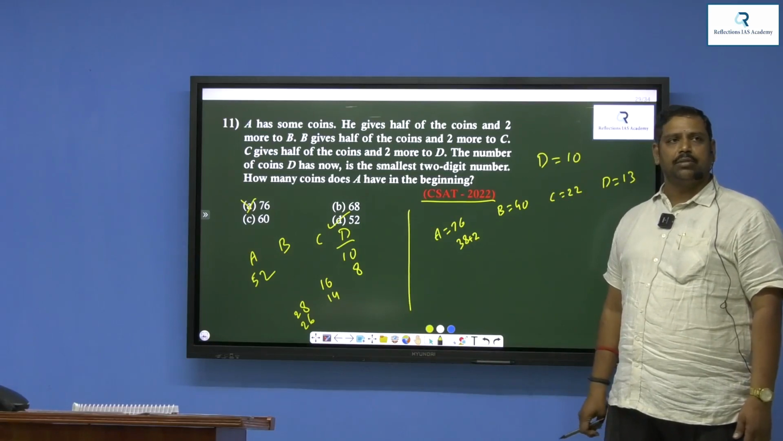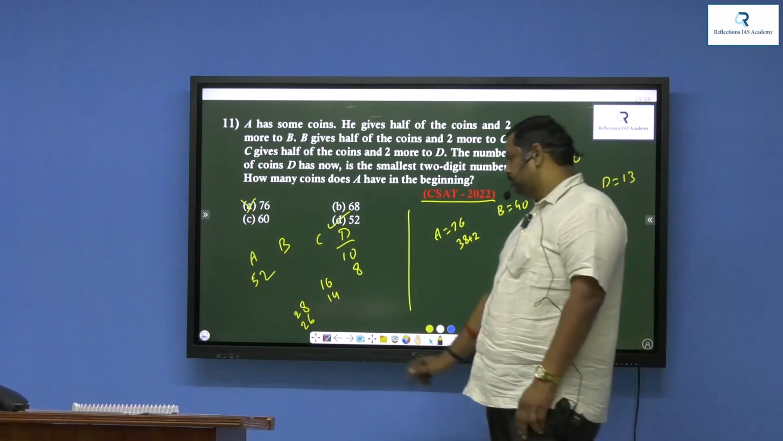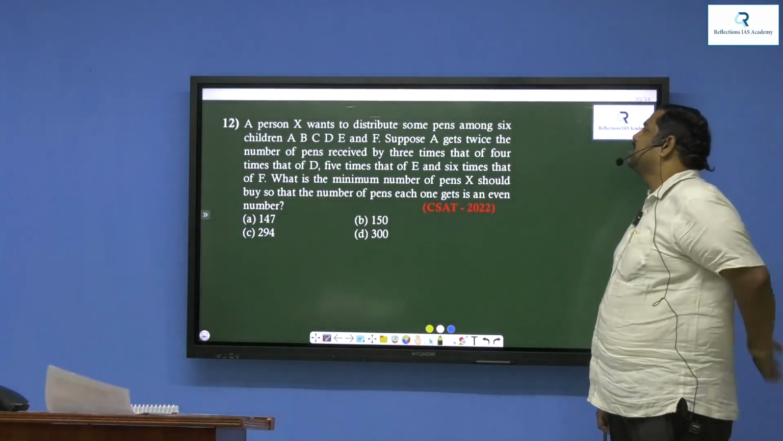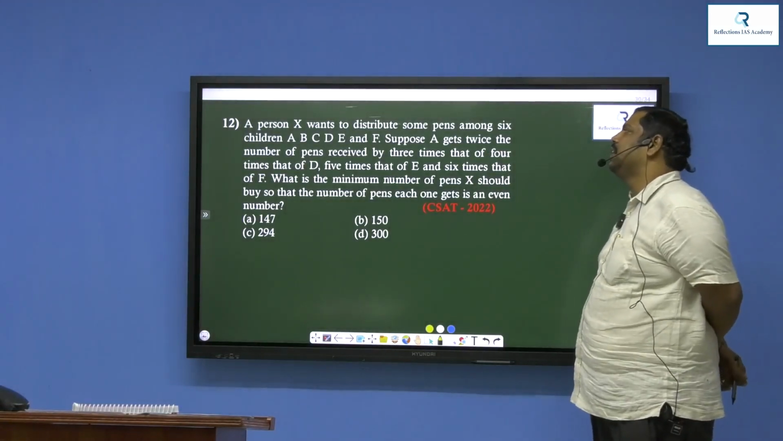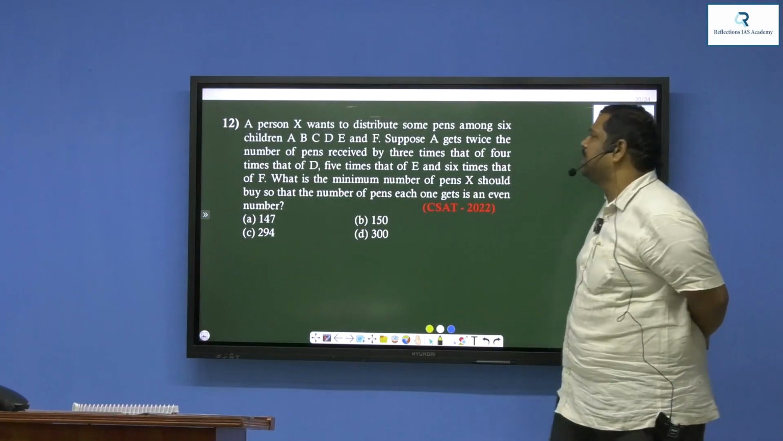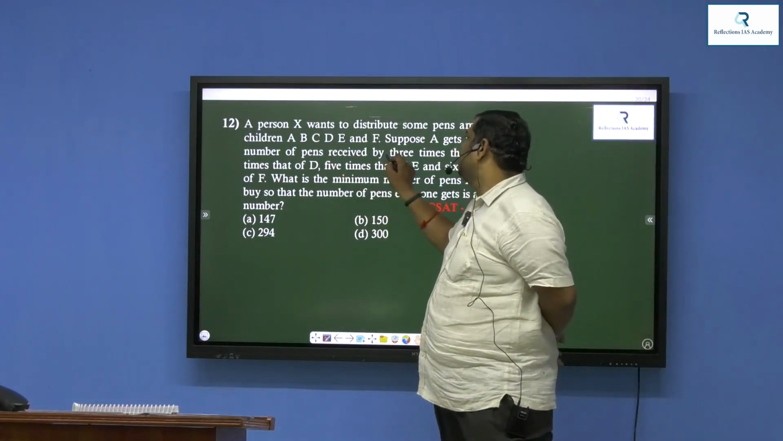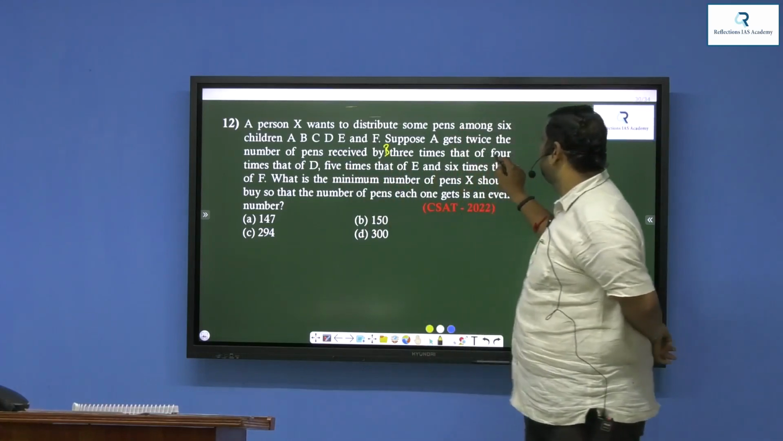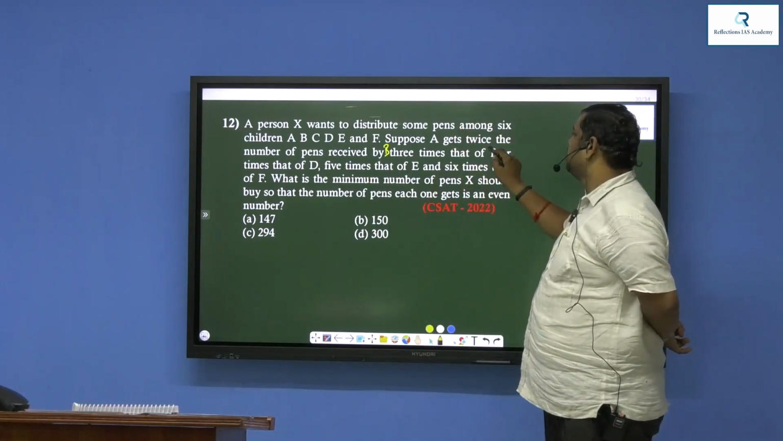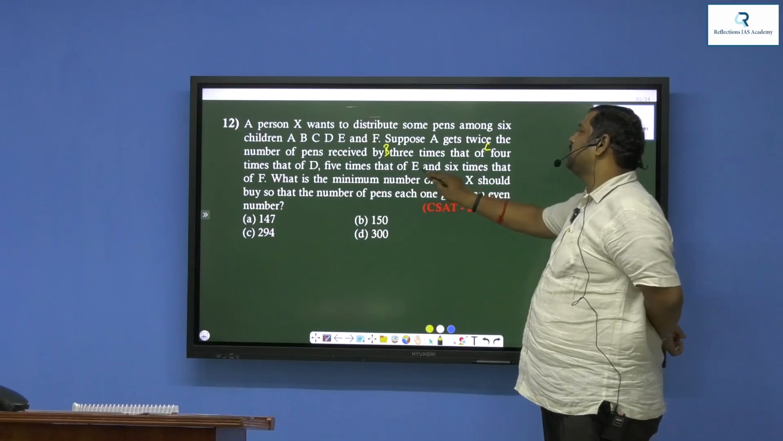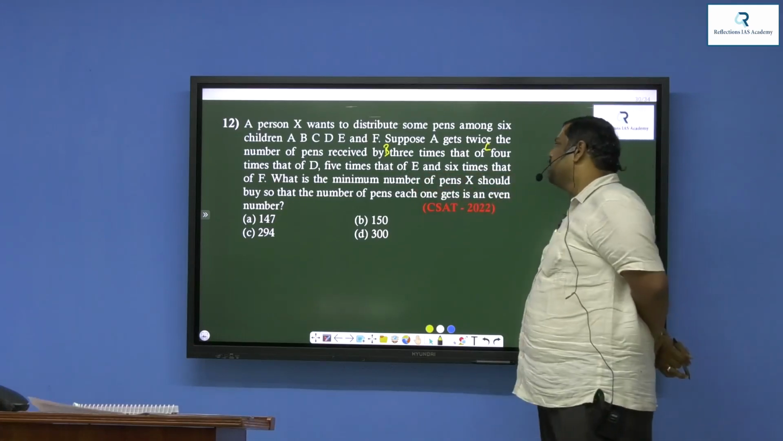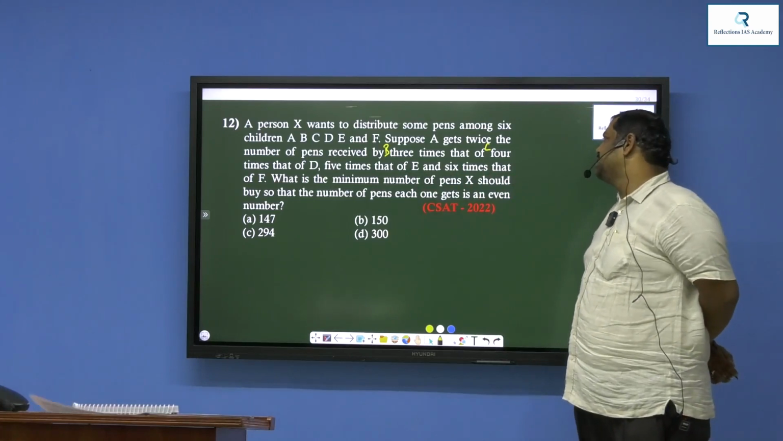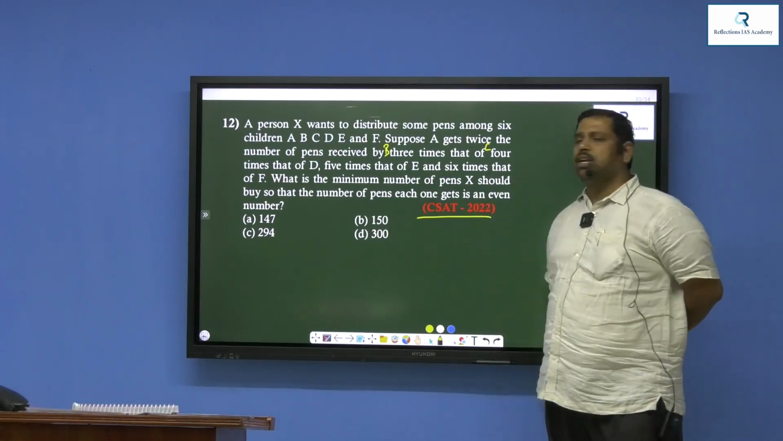Can I go to the next? A person X wants to distribute some pens among 6 children A, B, C, D, E and F. Suppose A gets twice the number of pens received by B, 3 times that of C, 4 times that of D, 5 times that of E and 6 times that of F. What is the minimum number of pens X should buy so that the number of pens each one gets is an even number? This is CSAT 2022.